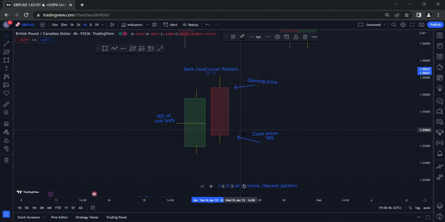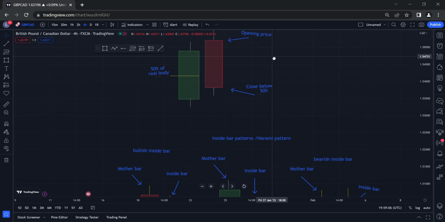Or it closed below 50% of the real body of this first candle. This is the opening price, then this is the closing price. This is the opening price of this one, this is the closing price of this one. That's what is called the dark cloud cover pattern.